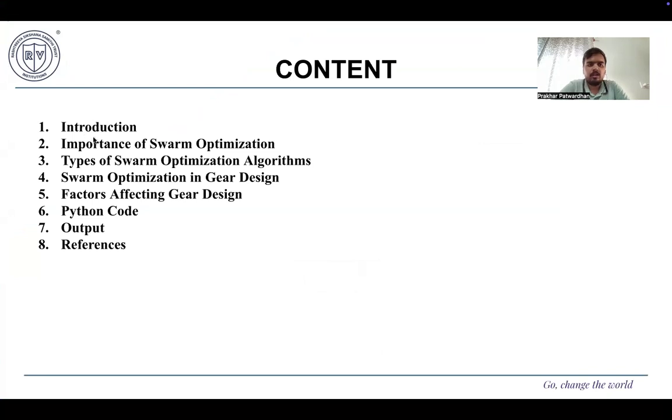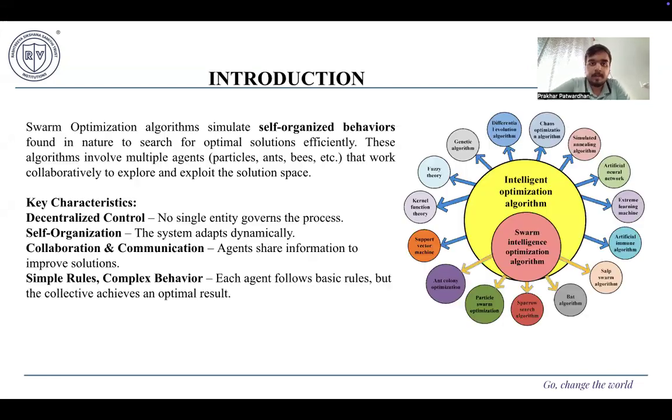So I've done the Python code. I've shown the code in the next slide, which at the end I'll show to you. And these are the contents which I'm showing: importance of swarm optimization, types of swarm optimization, swarm optimization in gear design, and factors affecting gear design.